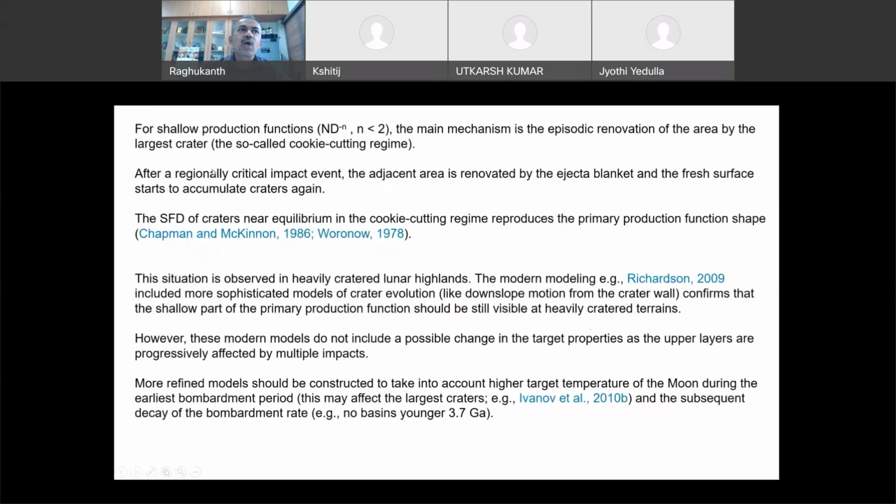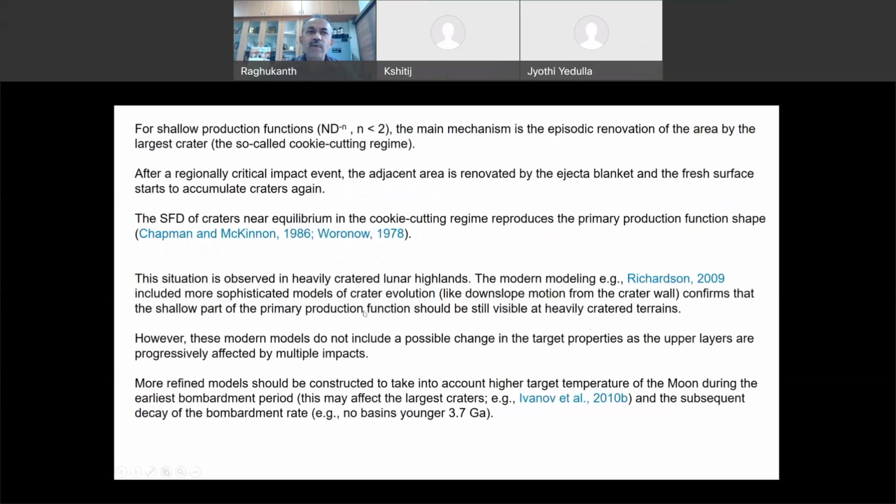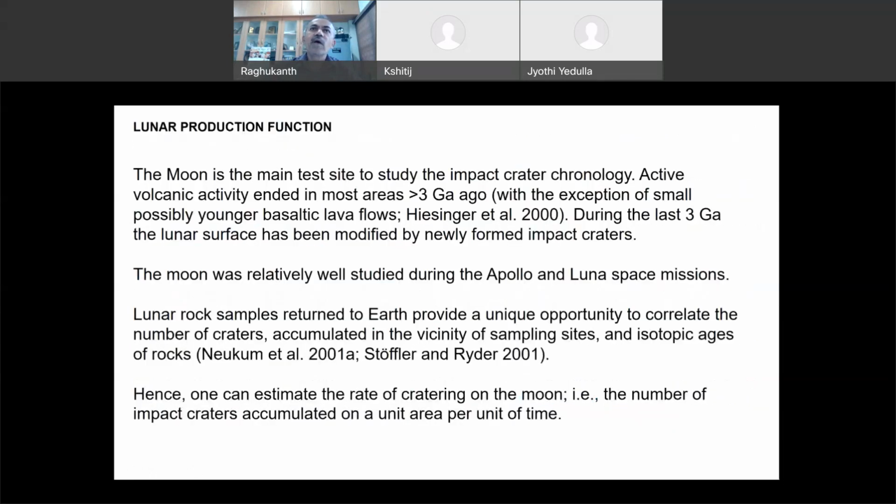Okay. And so now the SFD, so cookie cutting in the primary production phase. So like this, so many things are there. Then in the heavily cratered lunar highlands, we will see these types of issues itself. Okay. So then high target temperature during the earliest bombardment. This is also another, the subsequent decay of the bombardment rates. So this also will influence your size frequency distribution itself. This is what they call the lunar production function.